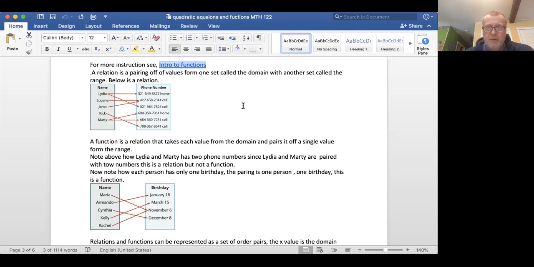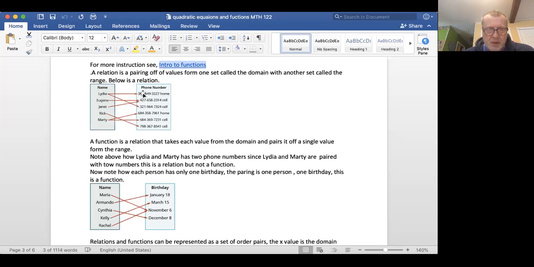So basically we have a relation. A relation is just a pairing from one set to the other set. The first set is called the domain. The second set is called a range. Any type of pairing that we can think of that sends something from this first set, the domain, to something in the second set. In this case, it's names and phone numbers. First set, the domain, is names. The second set is phone numbers.